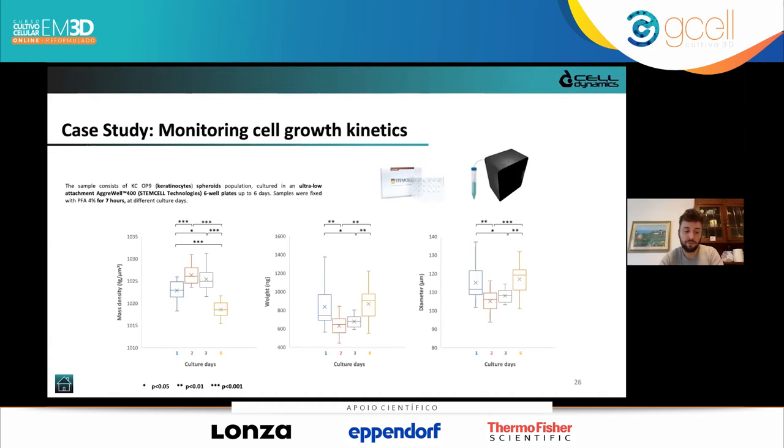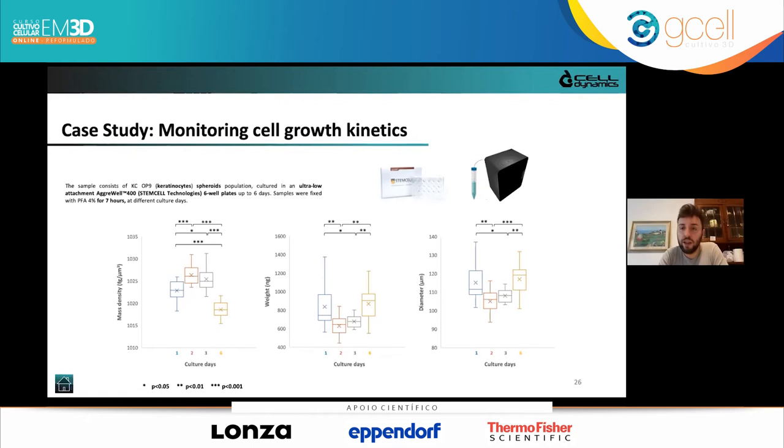We observed similar trends in weight and in size. If we look at the third graph on the right, passing from day one to day two, we have a compaction. So it seems that the spheroid is decreasing in size, and after that it starts growing, and we see an increasing trend. So after a compaction phase, the spheroid is increasing in size. And we have a similar trend also for the weight, probably because at the very beginning, during the compaction phase, some cells can die, and after that they start to proliferate.